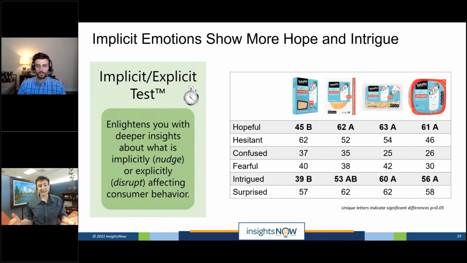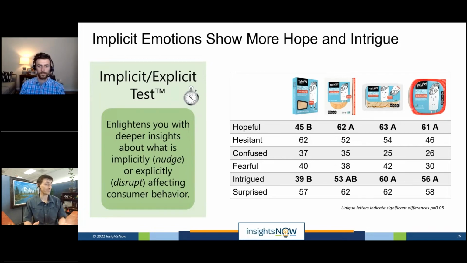So what we saw in this particular research on that 100-point scale, we can see that we did find significant differences in a person's degree of hope and a person's degree of intrigue with the 3 new packaging styles. So the control package you can see for hope is only a 45. That's lower than all 3 of the new packaging. And that's reasonably to be expected, especially the intrigue one.